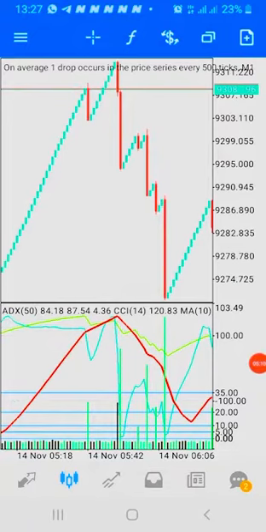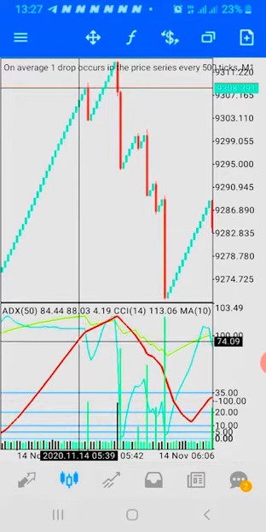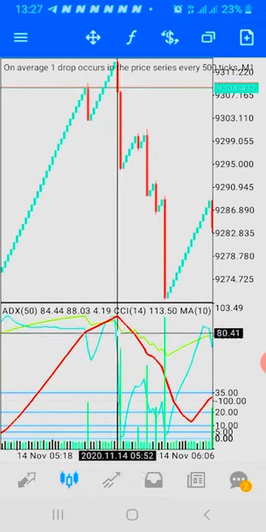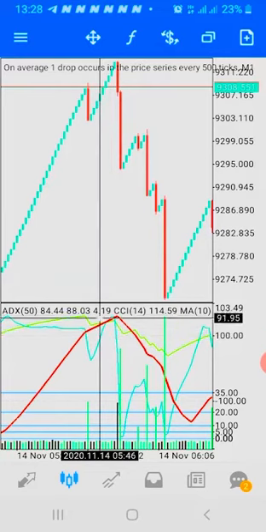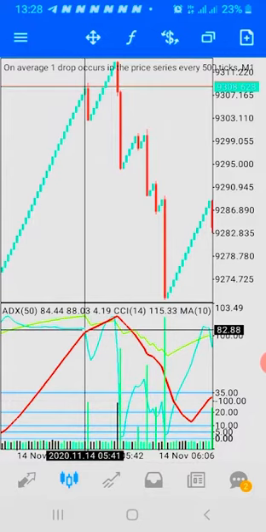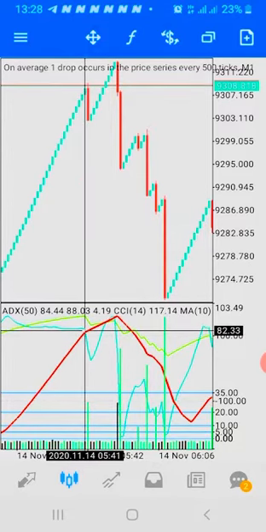What you need to do is watch out for this red moving average. Once this red moving average crosses above this dark green line at the overbought level, which is from this 100, consider a sell. Get ready for a spike, just like this. It crosses above at this point.